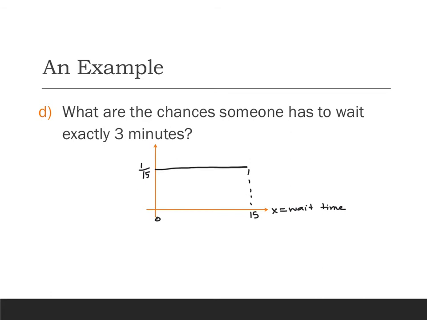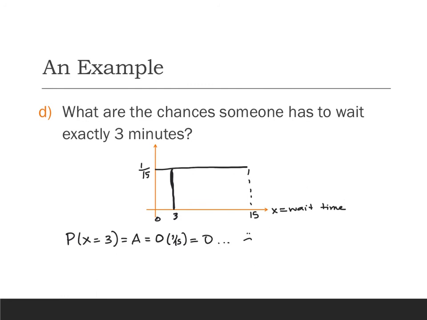All right, our next question says, what are the chances someone has to wait exactly 3 minutes? Well, let's see, 3 would be somewhere right along in here, right? It's approximate, so that's fine. So if my probability is supposed to be area, well, we have a problem, because a line, this line right here, a line does not have a width or a base. It has, in this case, a height, but technically, a line is defined to have only that one dimension. It only has a length, not a width. It only has a height, not a base. So this ends up being 0.